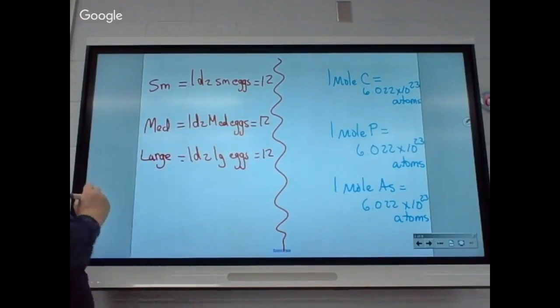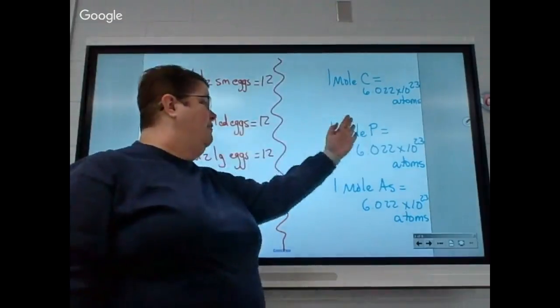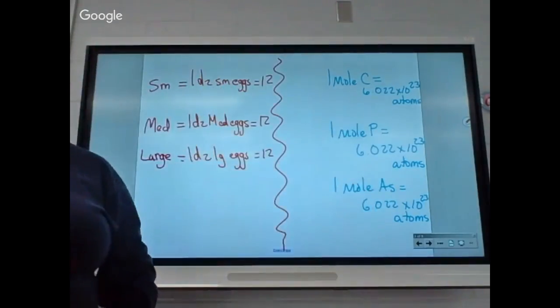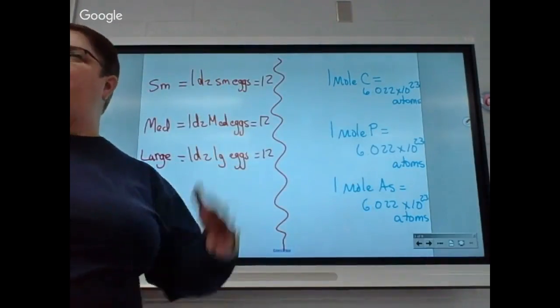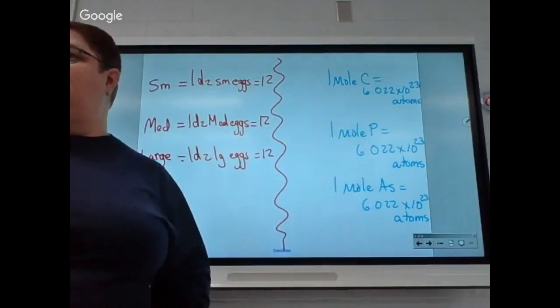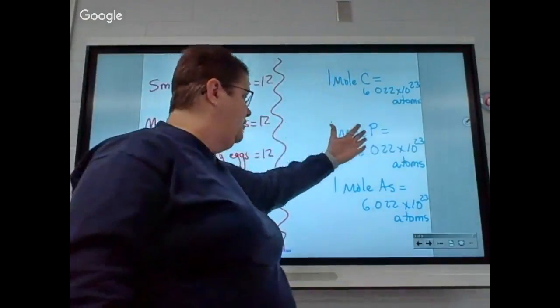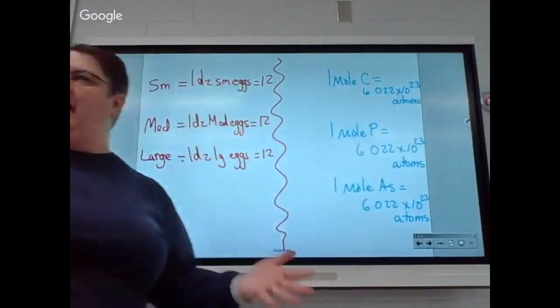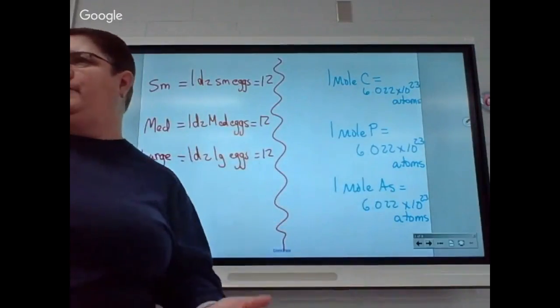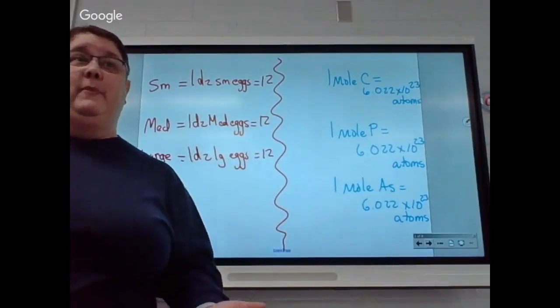The sizes vary. Do the sizes of my atoms vary? Yes, they do. How do we find the sizes of my atoms? Like I have carbon, I have phosphorus, and I have arsenic. How do we find the size of my carbon moles? The mass where?